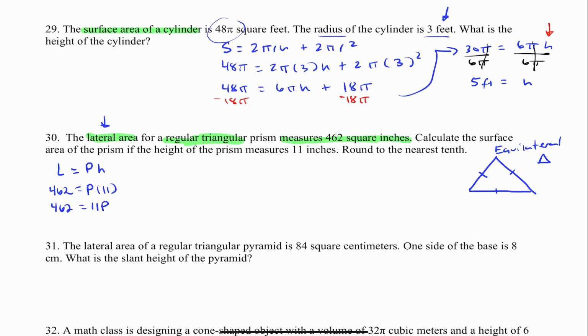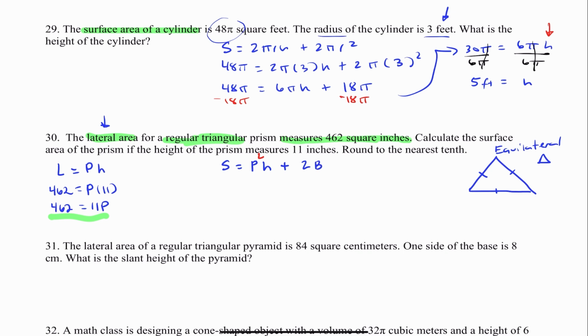Okay, so let me go ahead and hold on to this for now, because it says calculate the surface area of the prism if the height of the prism measures 11 inches, right? So the surface area formula is S equals perimeter of the base times the height. Remember, that is our lateral area here, plus 2 times the area of the base, okay?